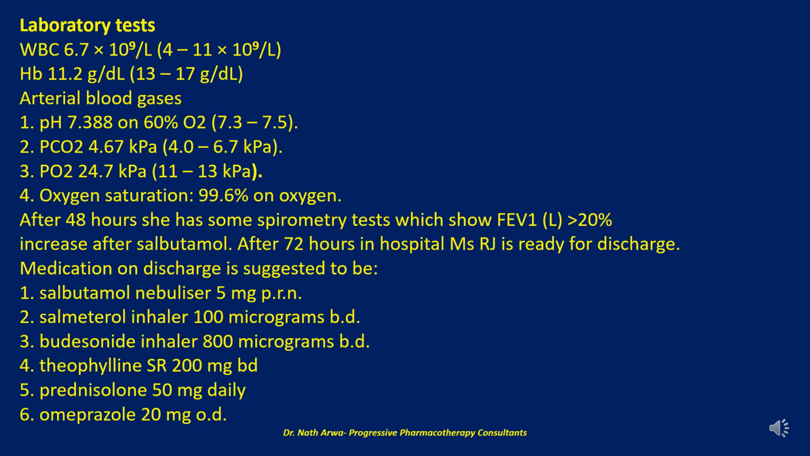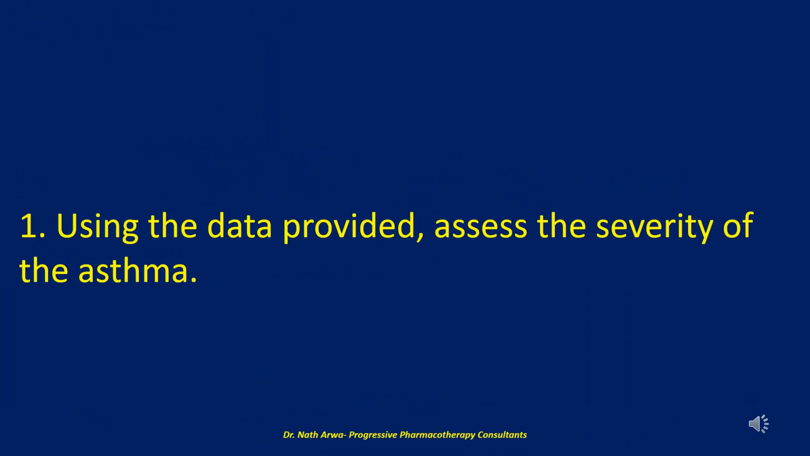4. Theophylline SR 200 mg twice daily. 5. Prednisolone 50 mg daily. And 6. Omeprazole 20 mg once daily. Question 1 reads, using the data provided, assess the severity of the asthma.